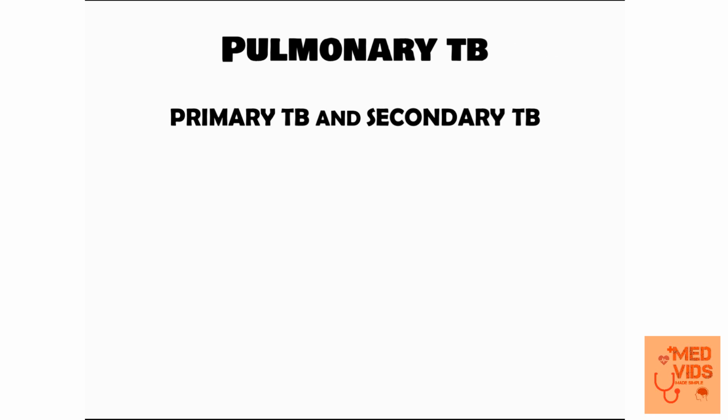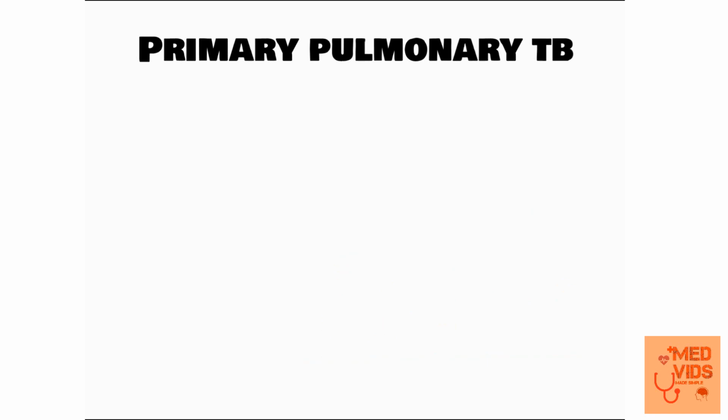Now let us talk about the clinical manifestations of tuberculosis. First, tuberculosis is classified into pulmonary TB and extrapulmonary TB. Pulmonary TB is the one which happens in lungs. It is further classified into primary TB and secondary TB, which is also known as post-primary TB. When a person comes into contact with tuberculosis bacteria for the first time, they develop primary pulmonary tuberculosis.